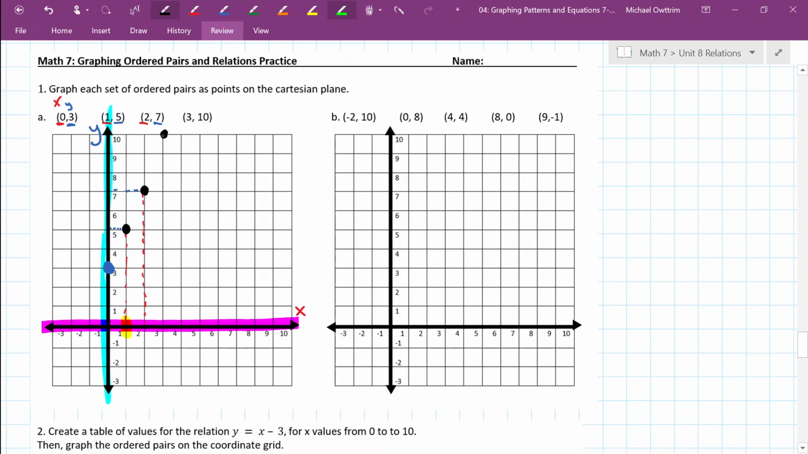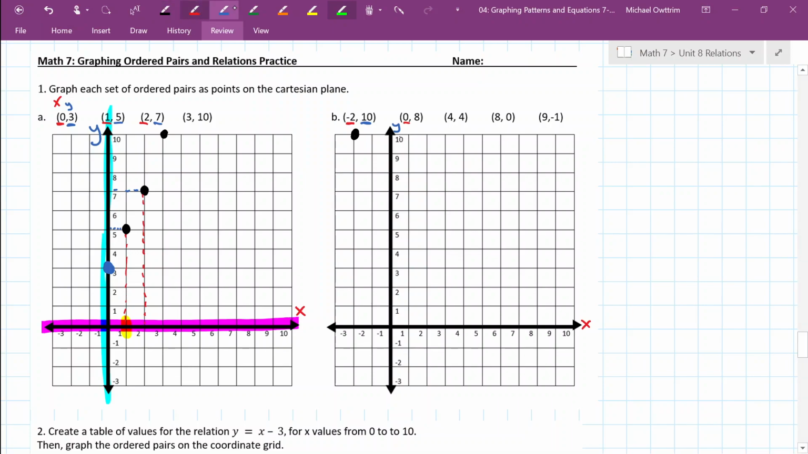Okay, in question B, we have our negative 2, 10 first off. So negative 2 is our x value, and 10 is our y value. Just label those axes to help ourselves out. So that tells me start at 0, go to negative 2 on the x-axis, which is there, and then from there go up by 10. So my first dot is going to be at negative 2 and 10 on the y-axis.